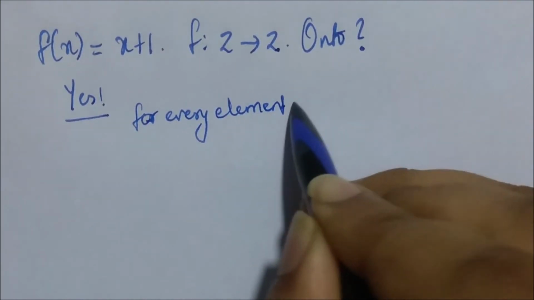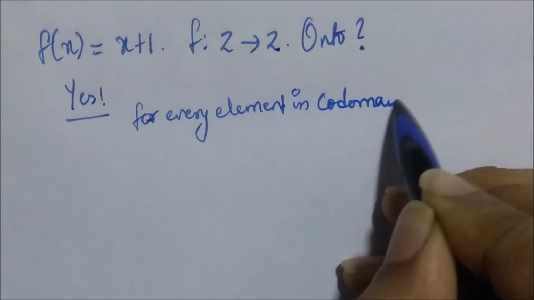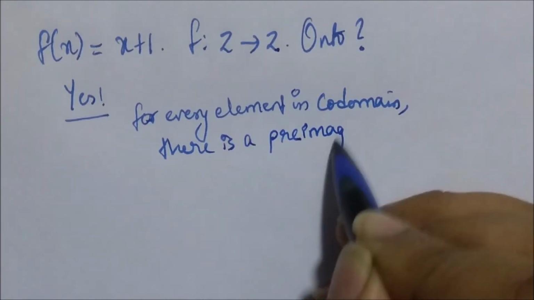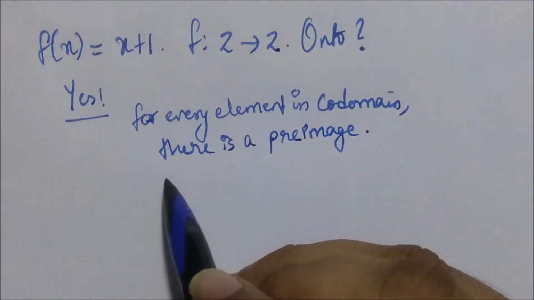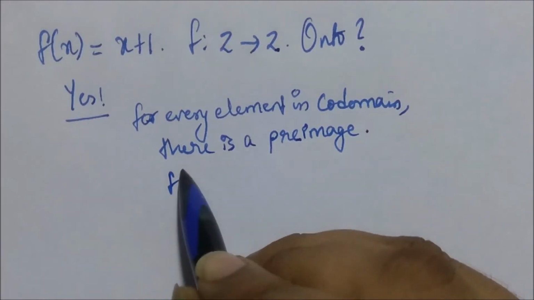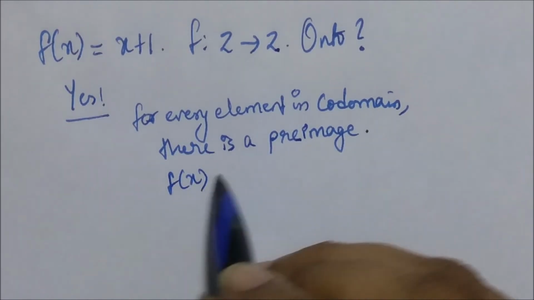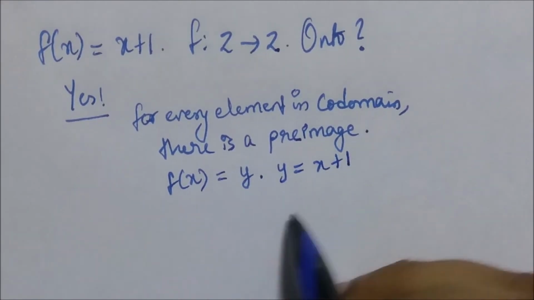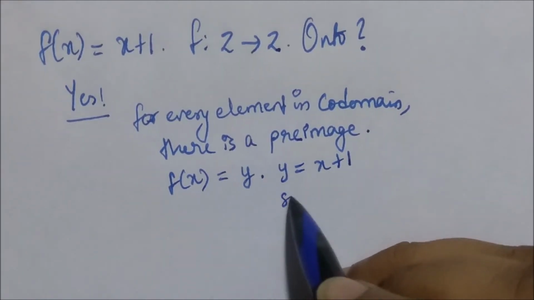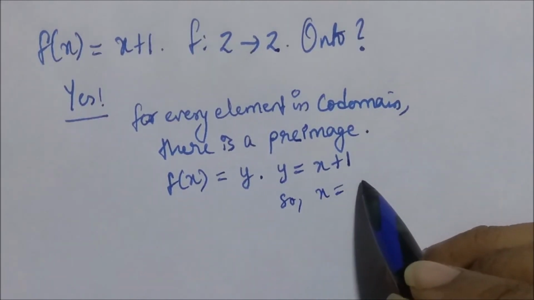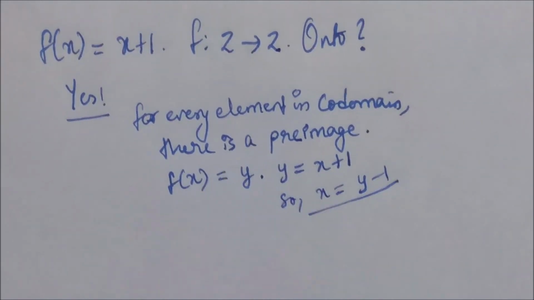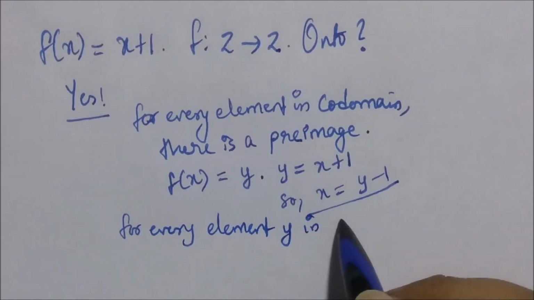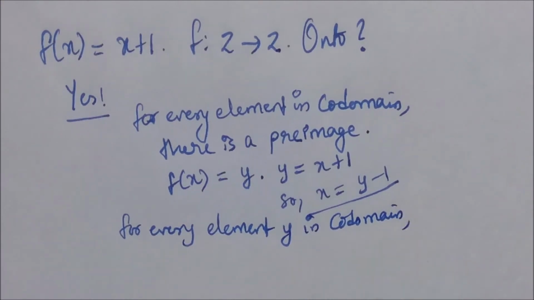We want to prove that for every element in the codomain there is a preimage in the domain. So how will we prove it? For an x in the domain set, there is a y. So f of x equal to y, which means that y is equal to x plus 1, because f of x equal to x plus 1 is the function. So when x is mapped to an element y in the codomain, it means that y is equal to x plus 1, which means that x is y minus 1. So the element y minus 1 is mapped to the element y in the codomain.